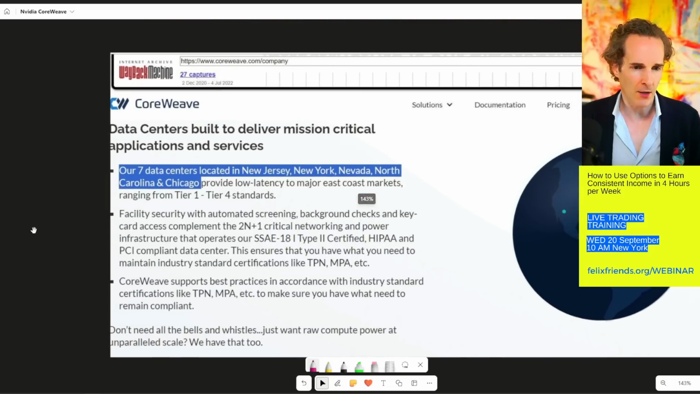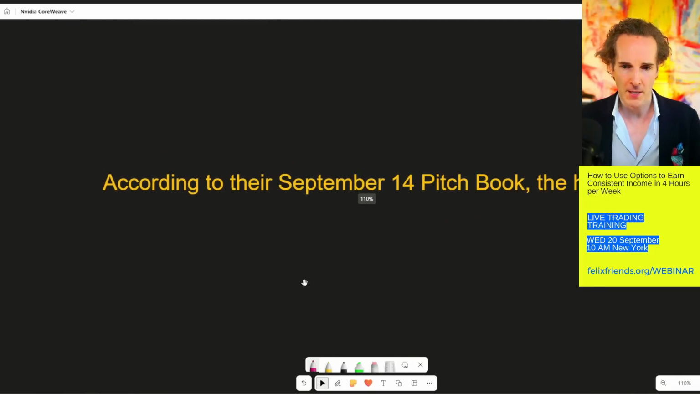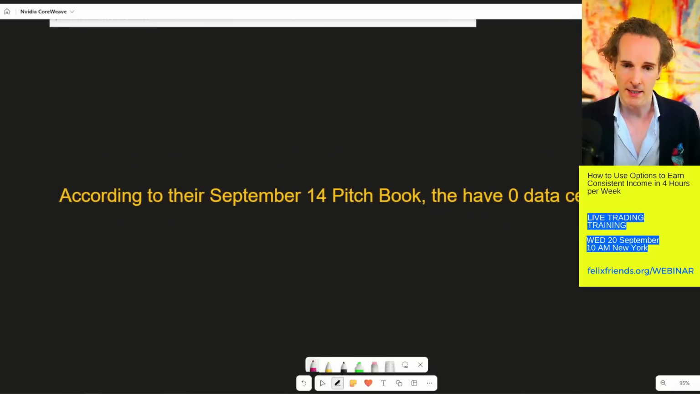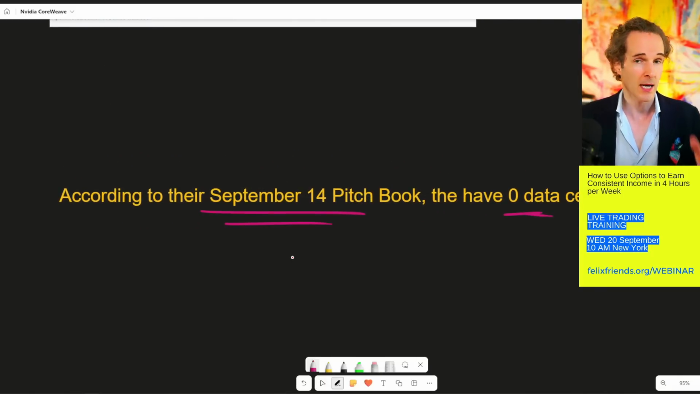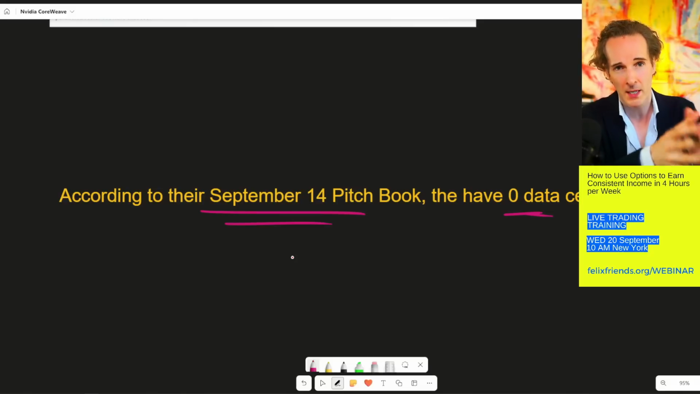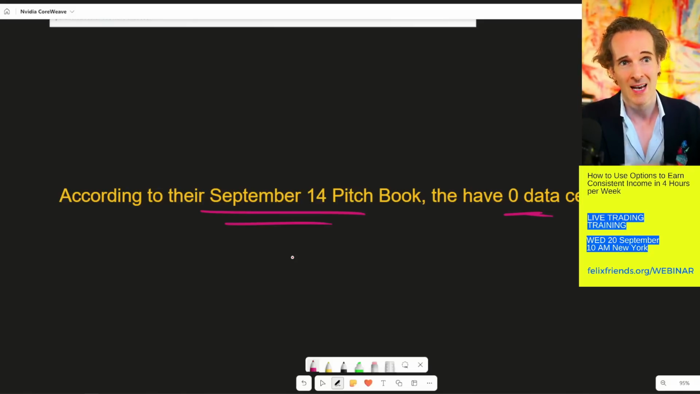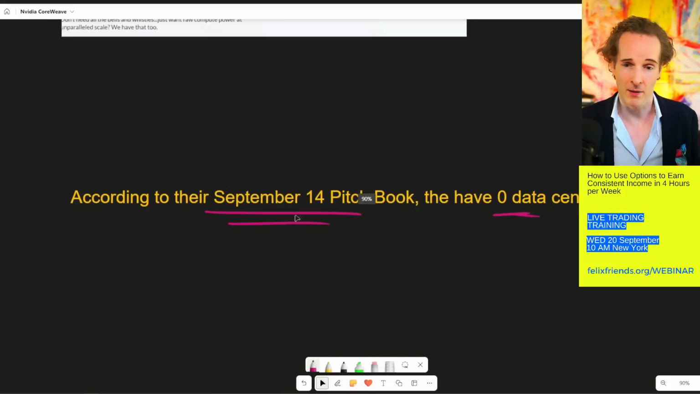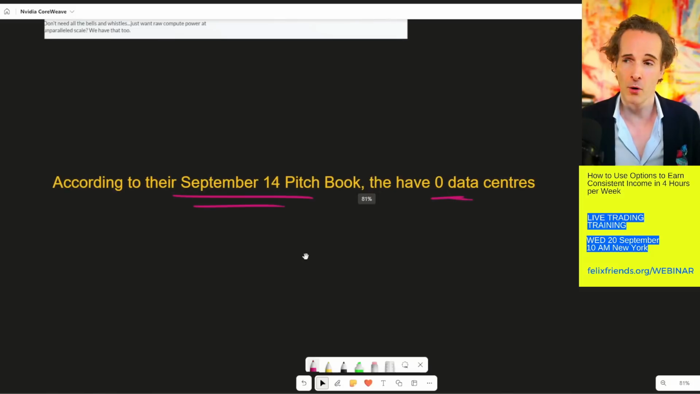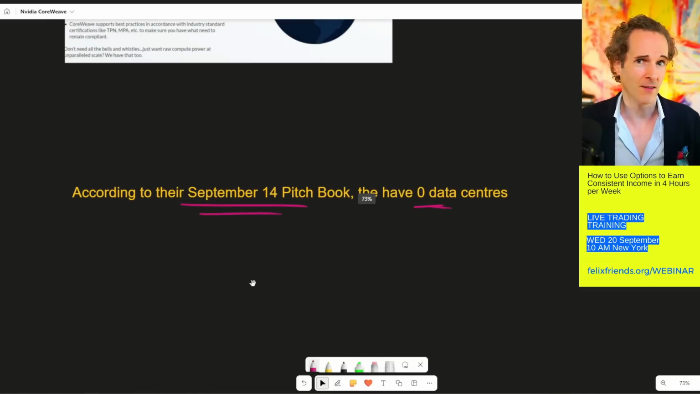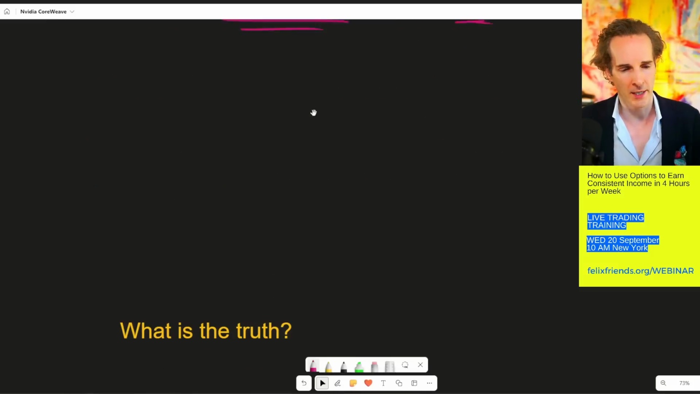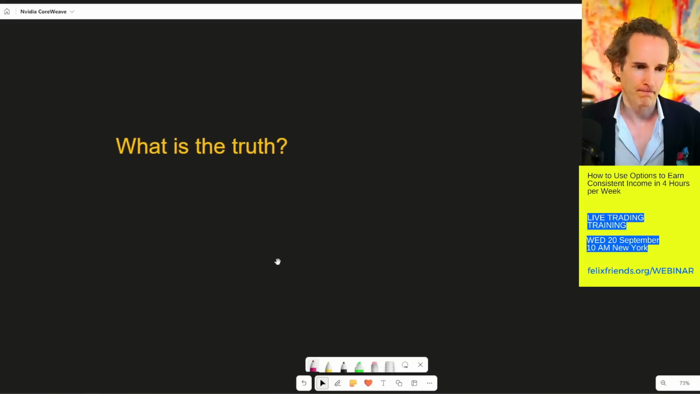So there's this article out saying that CoreWeave has 7 data centers. And then there are people claiming that the pitch book says they have 0 data centers, and the pitch book is from September 14th. Now, CoreWeave is the company that's just bought $2 billion of Nvidia H100 chips that is essentially financed, well, sort of by Nvidia, and that some people, including myself, are saying looks like they're pulling forward demand. They're kind of inflating the present demand, and we're therefore more worried about the future demand. What's the truth?